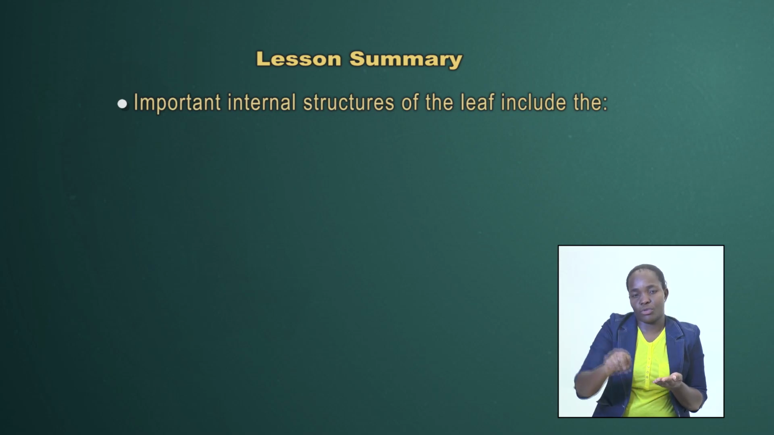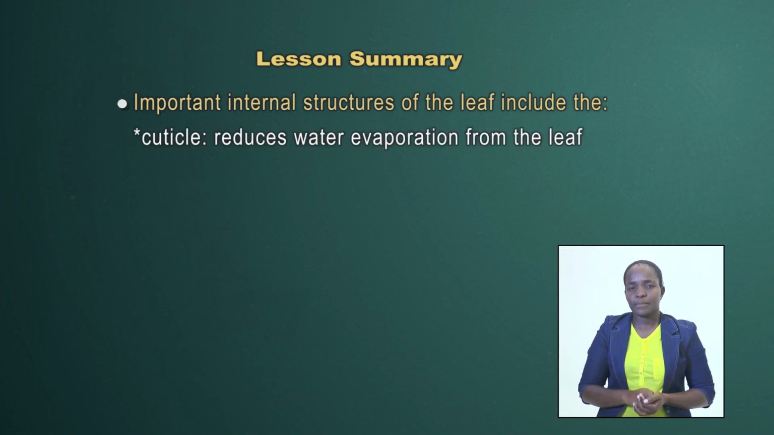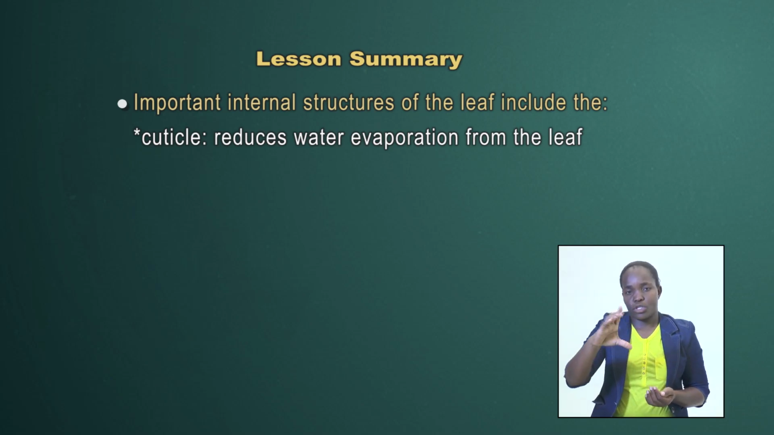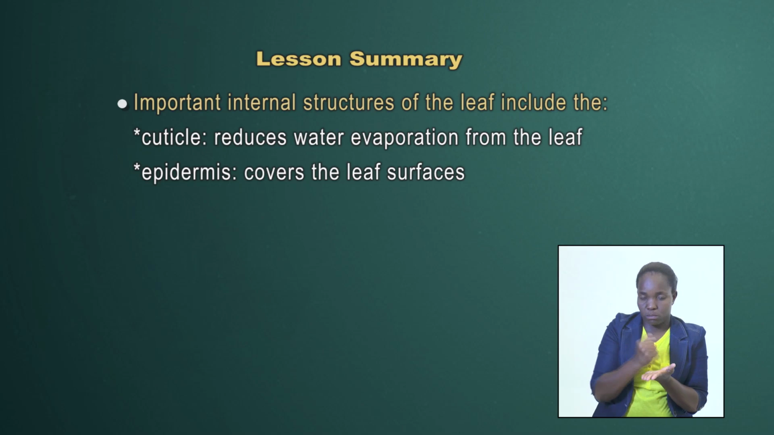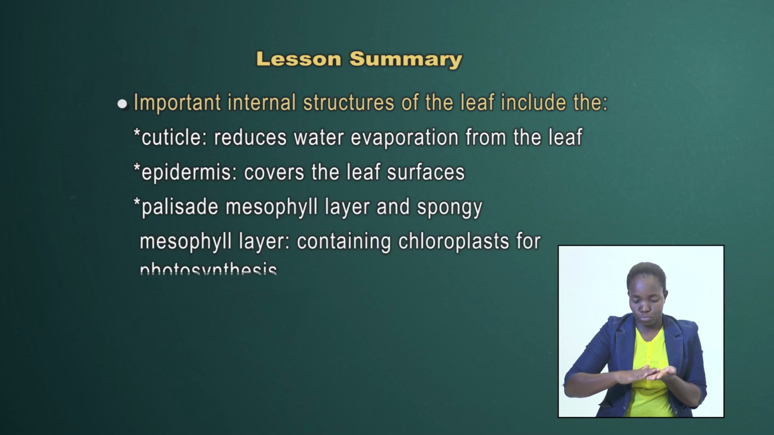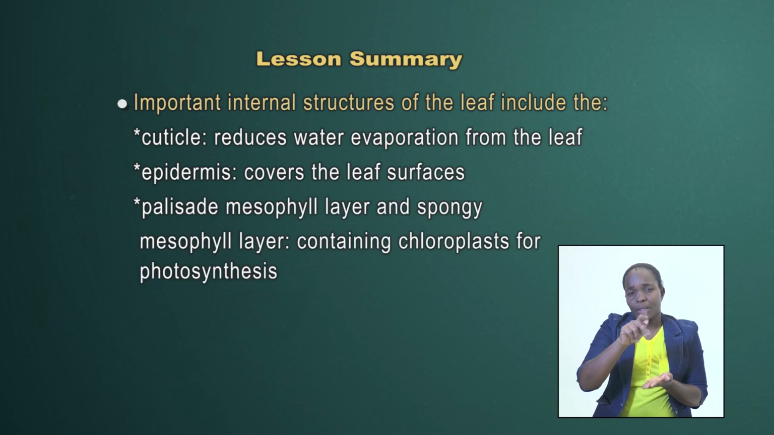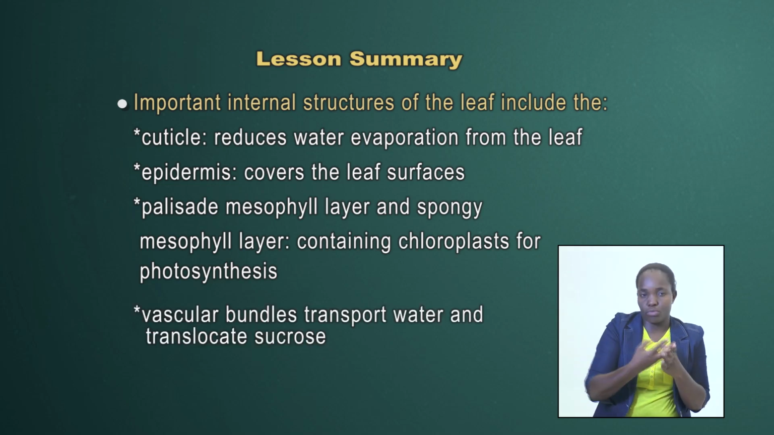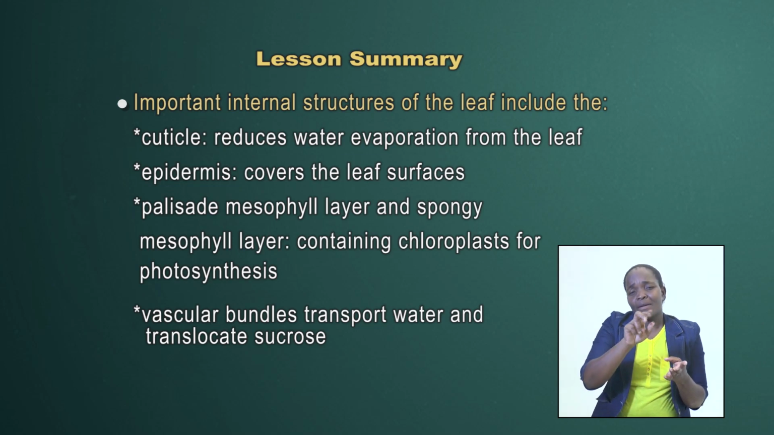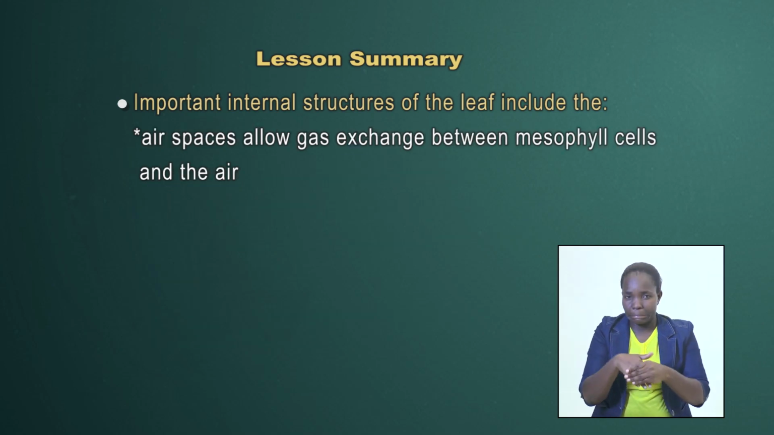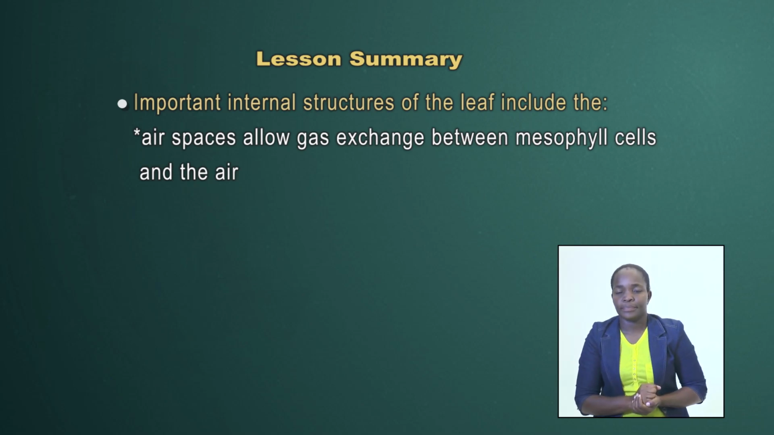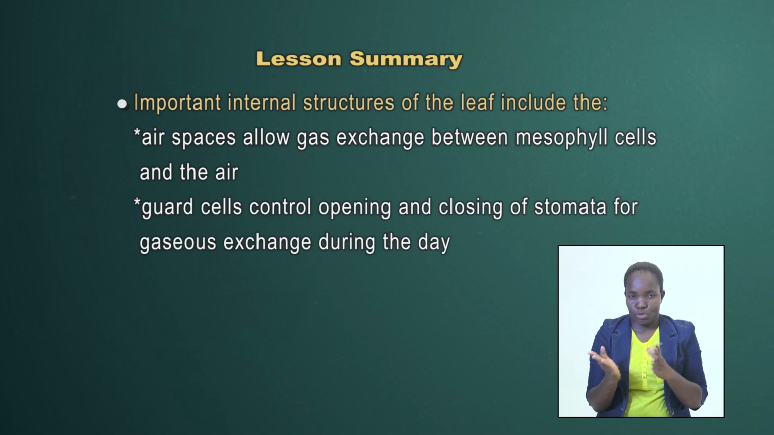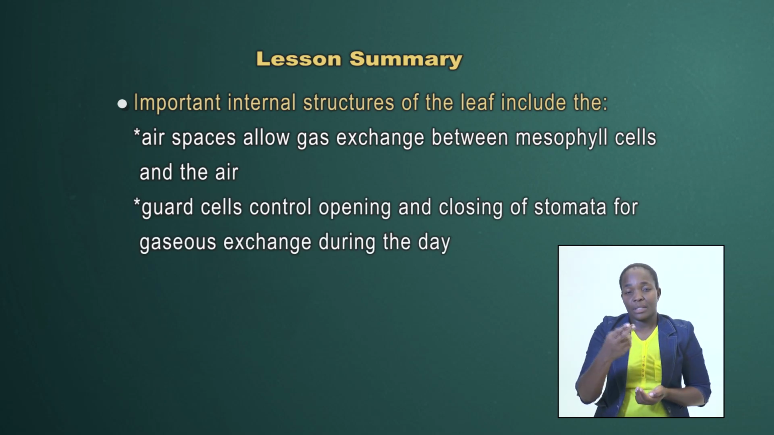Important internal structures of the leaf include the cuticle, which helps reduce water evaporation from the leaf, epidermis, a layer of transparent cells covering the surface of the leaf, the palisade mesophyll layer and spongy mesophyll layers contain chloroplast for photosynthesis. Vascular bundles transport water and translocate sucrose. Air spaces allow gas exchange between mesophyll cells and the air. Guard cells control the opening and closing of the stomata for gaseous exchange during the day.